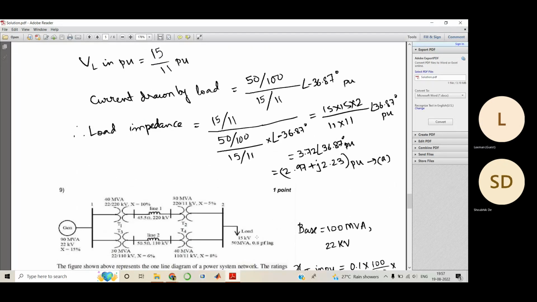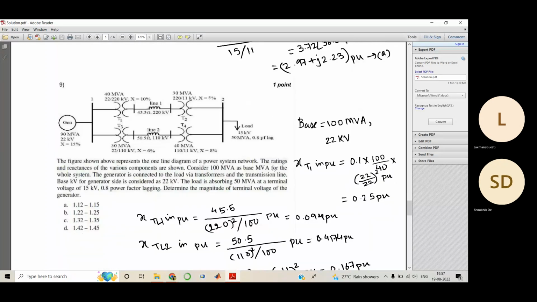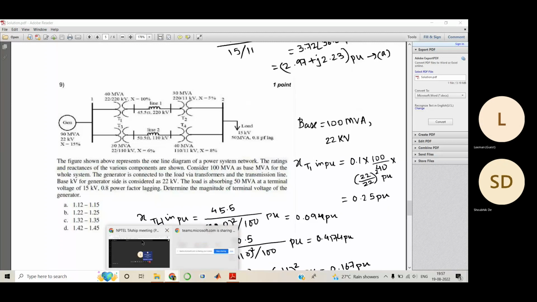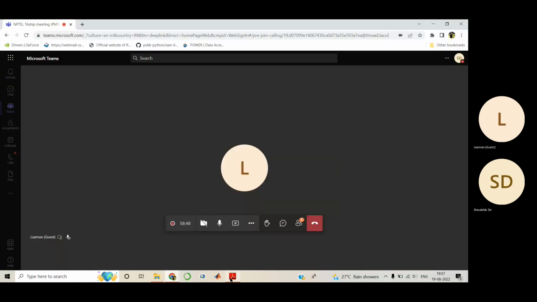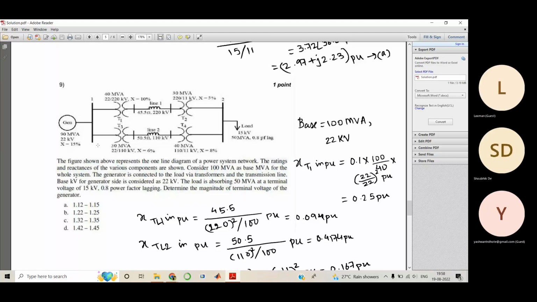Okay. So now in question number 9, again the same thing. They have asked to determine the magnitude of terminal voltage of the generator. Again we saw a similar problem. So we have to determine what is basically the voltage at bus bar 1, because the generator terminal is only feeding bus bar 1. So we have to determine this voltage.